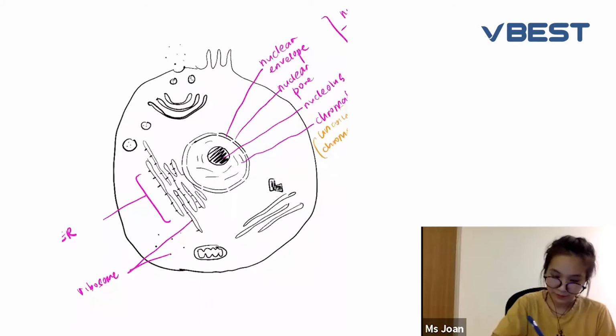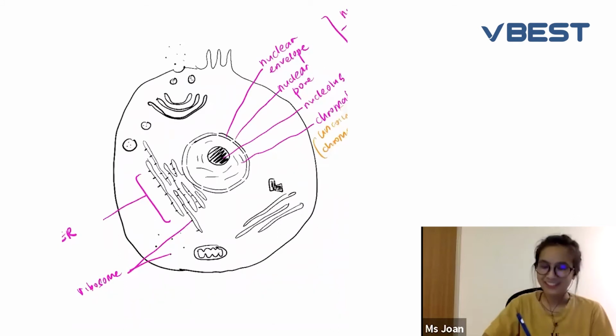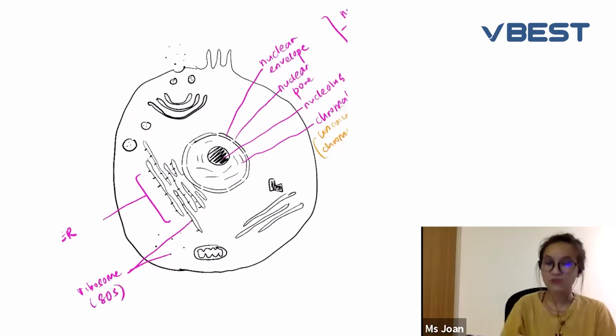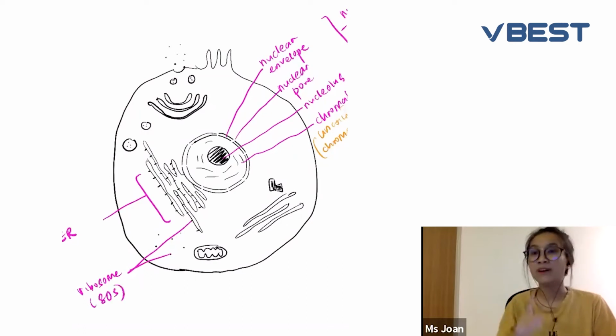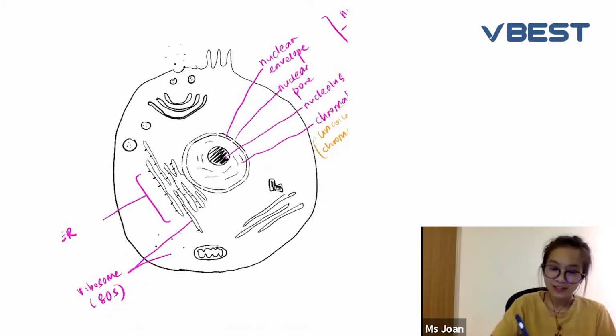Can you guys add on for me? Ribosome, you have 2 options: 70S and 80S. It's just the size of it. For eukaryotes, it's called 80S ribosome. Is it important to remember? Very important, because they always ask you to compare with the bacteria, the prokaryote. The prokaryote has 70S. Eukaryote, which is the animal and plant cells, has 80S. Remember that.